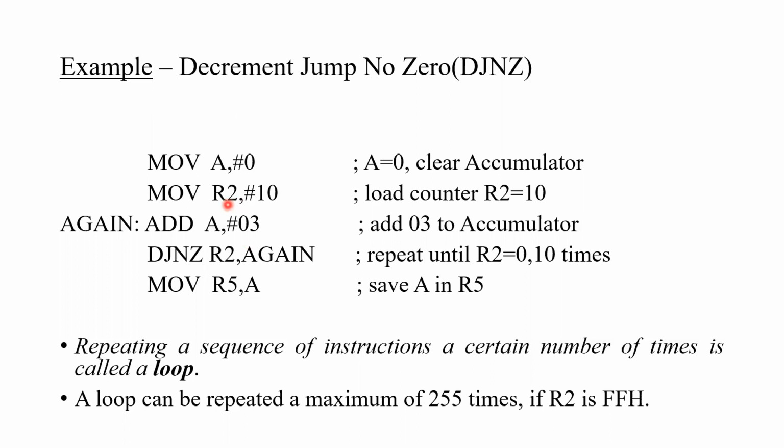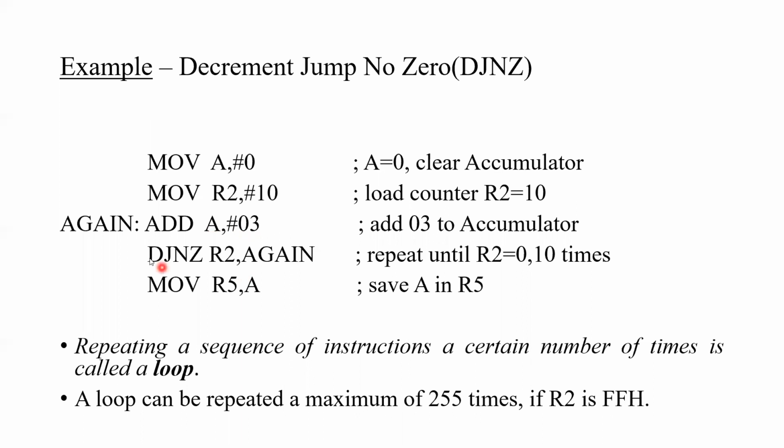If I decrement that by 1, the value stored in R2 will be 09. And 09 is not equal to 0. Since it is not equal to 0, it has to jump to the relative address, which is the label given in the instruction, again. It will jump to again. Again ADD A, #03. The accumulator was having a value of 03; adding 03 again, the accumulator will have a value of 06.